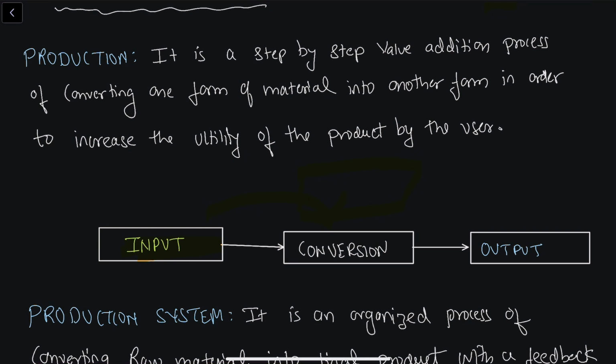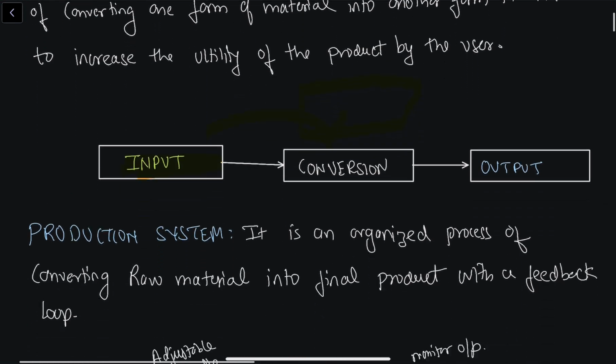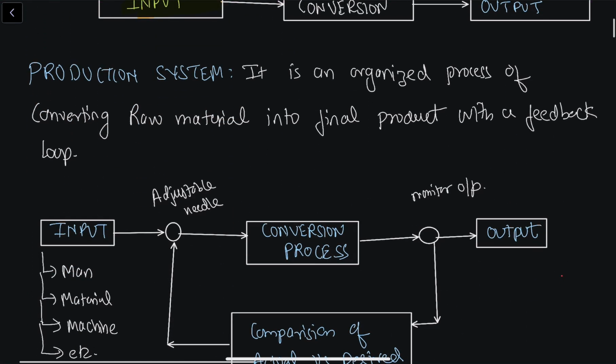If you're forming an engine, let's suppose an IC engine, we need a piston, a cylinder, a casing, valves, and a spark plug. Step by step we are adding value to that product, and that value finally increases and the product can be used by the user. That is called production. And what is a production system?